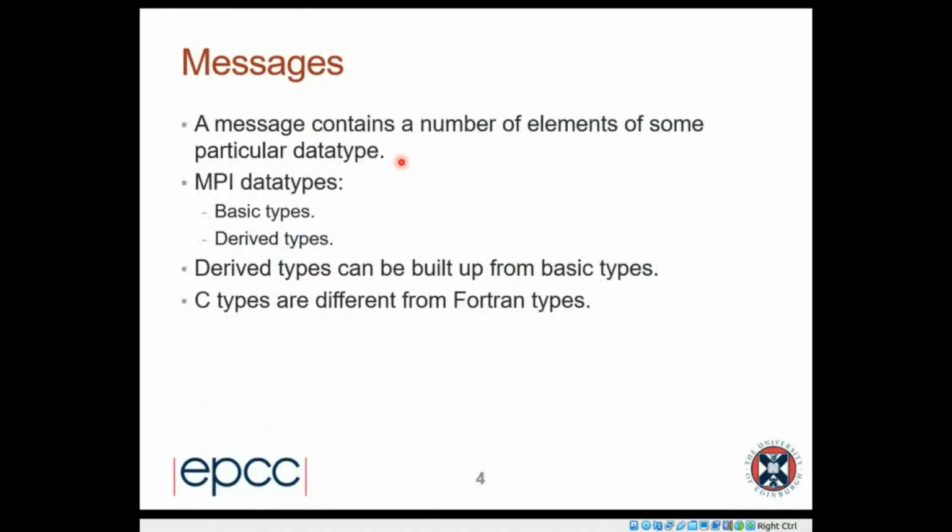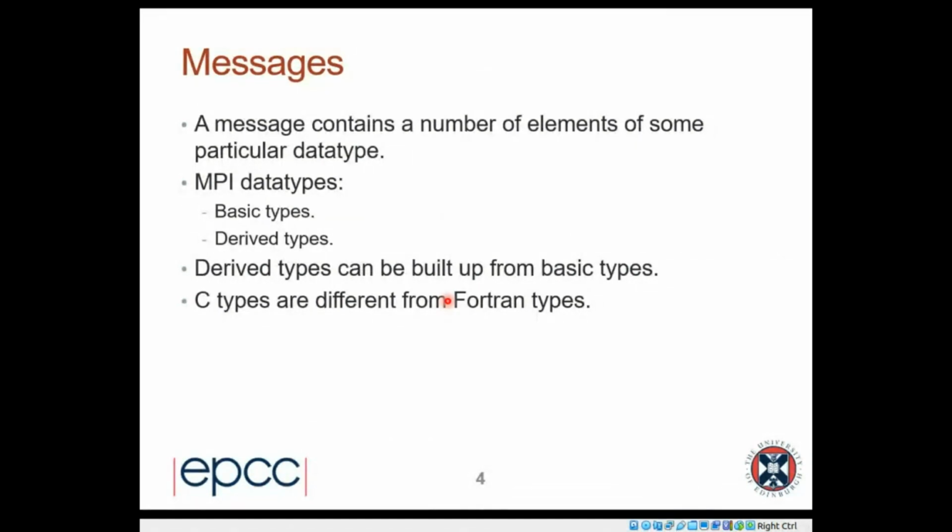In MPI, a message contains a number of elements of some particular data type. So, as I said, your fundamental mental model for a message is 5 integers, 6 double precision numbers. Now, MPI has built-in data types called basic types, and we'll see that they correspond to the language data type. So MPI knows implicitly how to send integers, characters, double precision numbers, floating point numbers, and stuff like that.